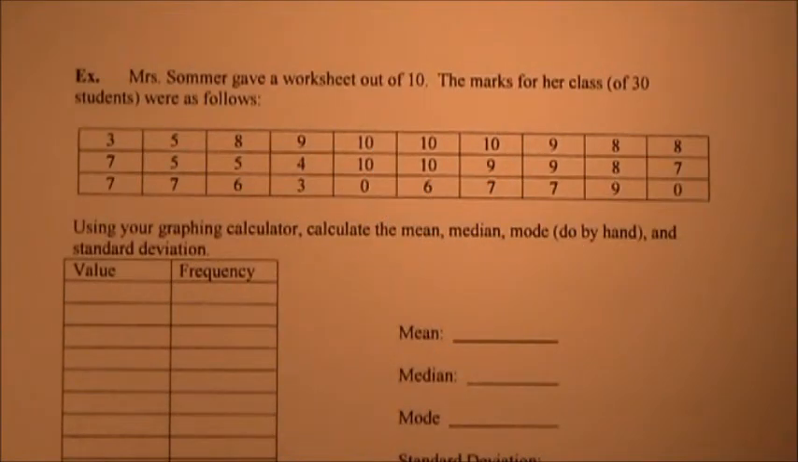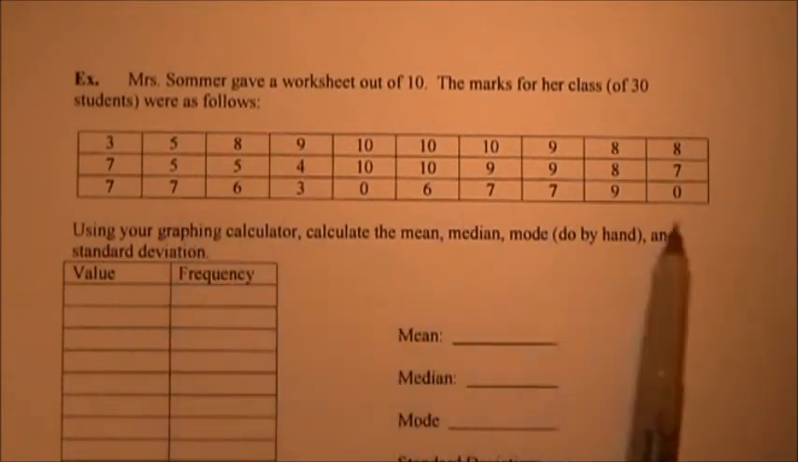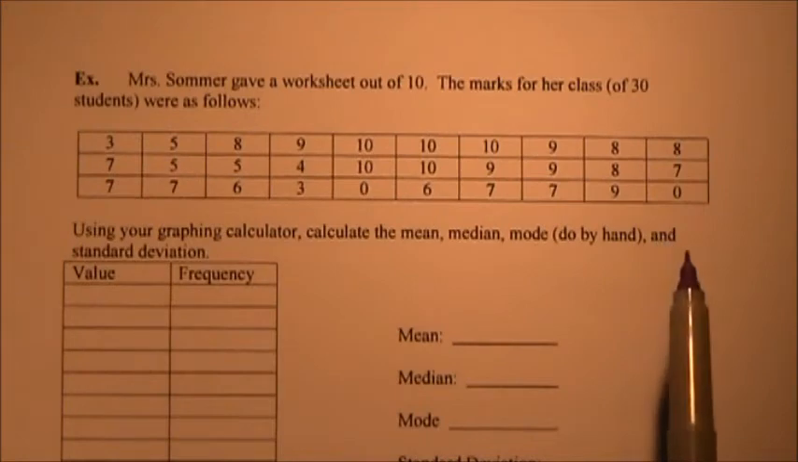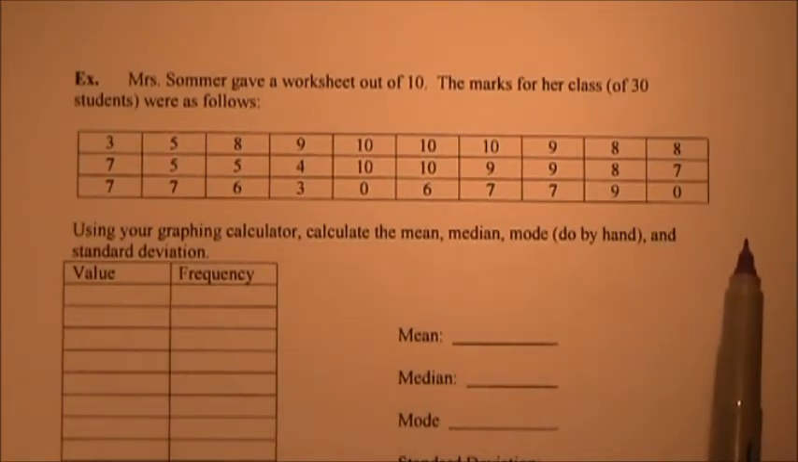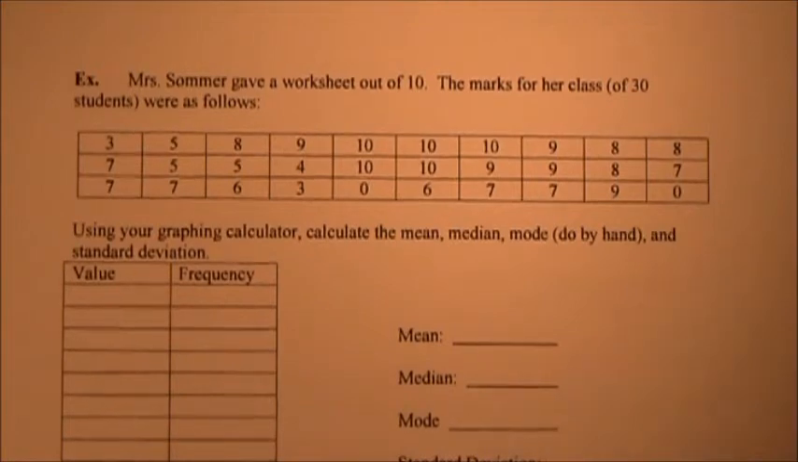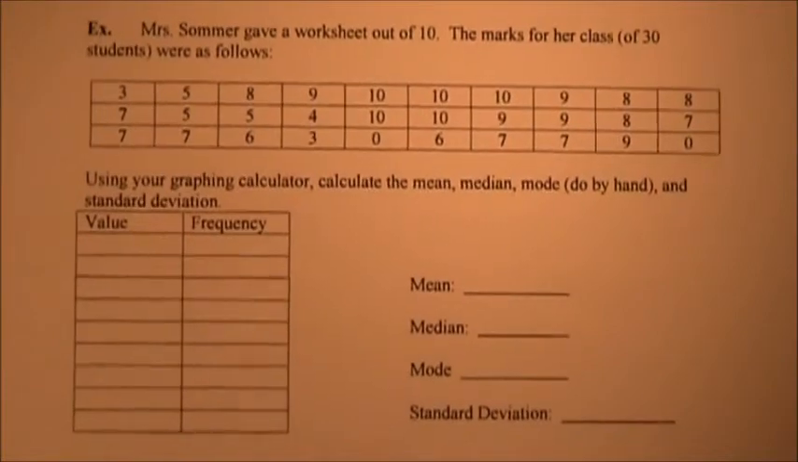Mrs. Summer gave a worksheet out of 10. The marks for her class of 30 students were as follows. We have a couple of options on how we can do this. One option is we could put all of these numbers into L1, just like we did in the last example, and calculate the mean, median, and standard deviation. The other option we could do is by making what's called a frequency table and putting that into our calculator. And that is the option we are going to go with.